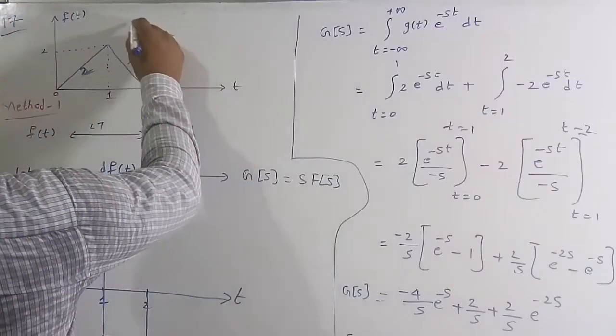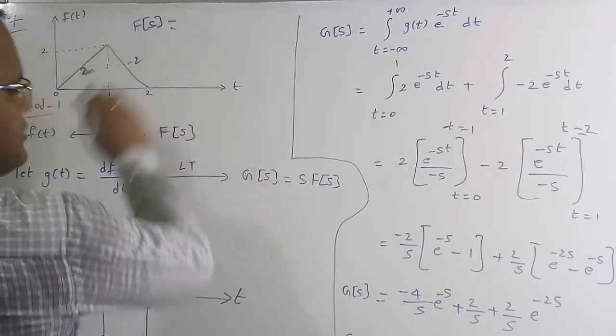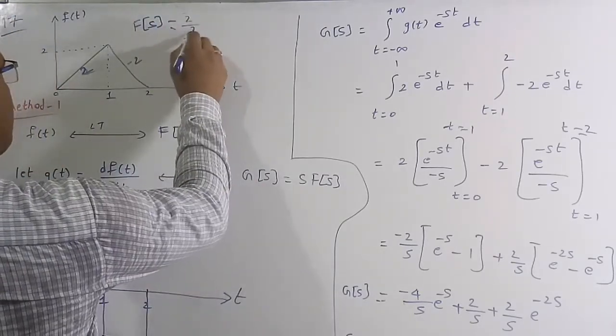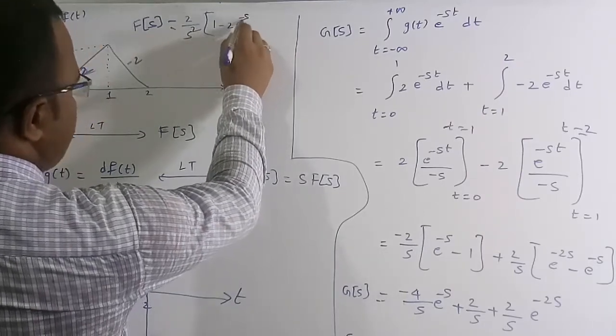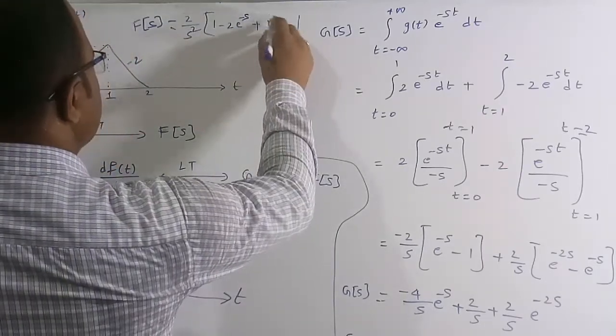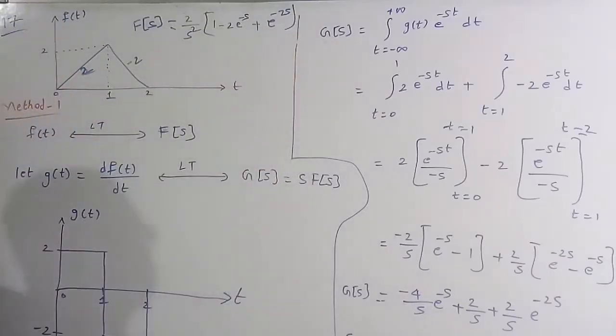So let me write here f of s. So after rearranging, finally we are going to get 2 by s square into 1 minus 2 e to the power of minus s plus e to the power of minus 2s. So therefore this is the final expression of this one.